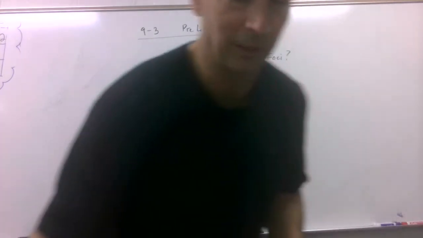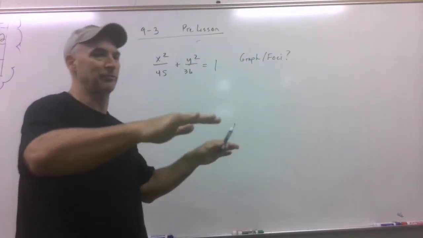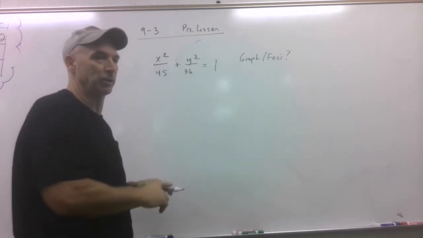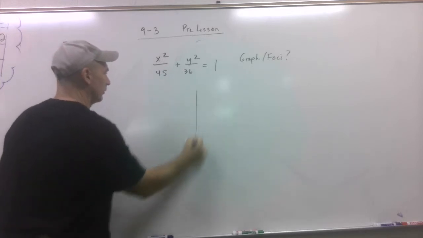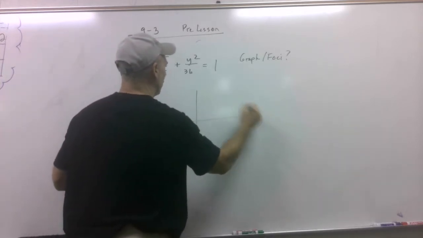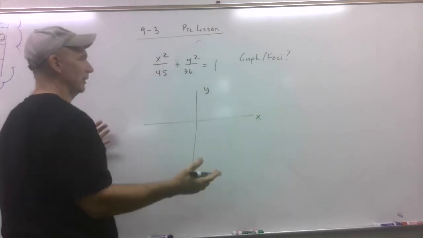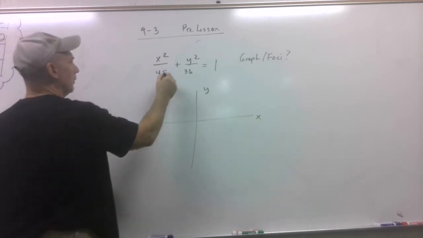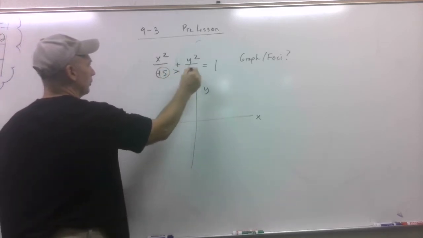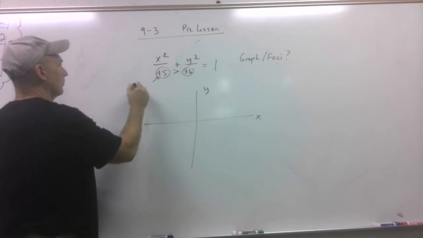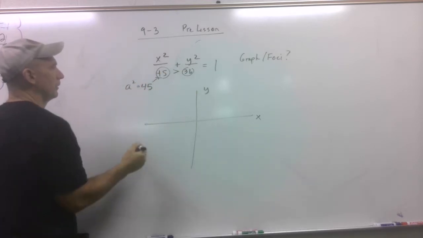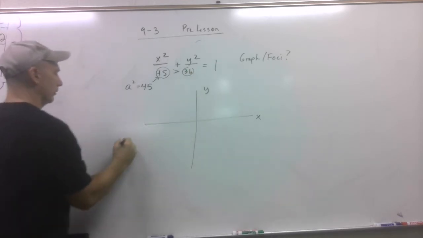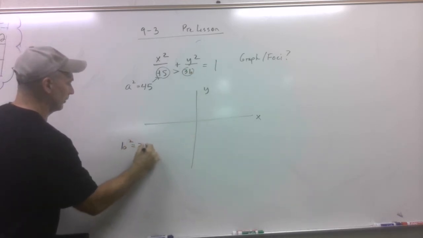Here we go. Level 2, maybe. Maybe this equals level 1, but there's a little curveball they throw at you. I'm going to show it to you. So first of all, we look at this, and we ask ourselves, all right, how do I get started? Well, this is obviously bigger than this, so that's my a squared. So a squared equals 45, and then my b squared has to equal 36.